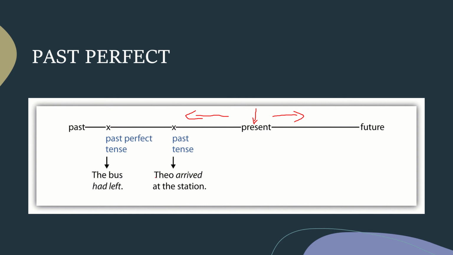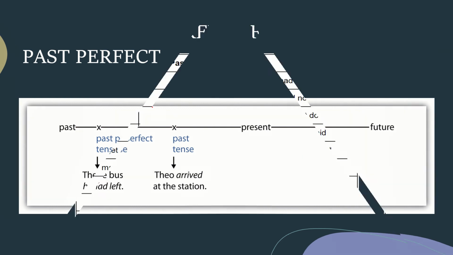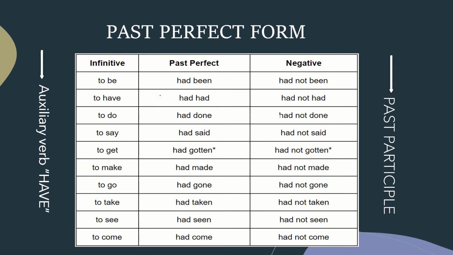So here we have two sentences. Theo arrived at the station. The bus had left. So the bus had left when Theo arrived at the station. So let's see what the past perfect is. First, let's talk about the past perfect form.